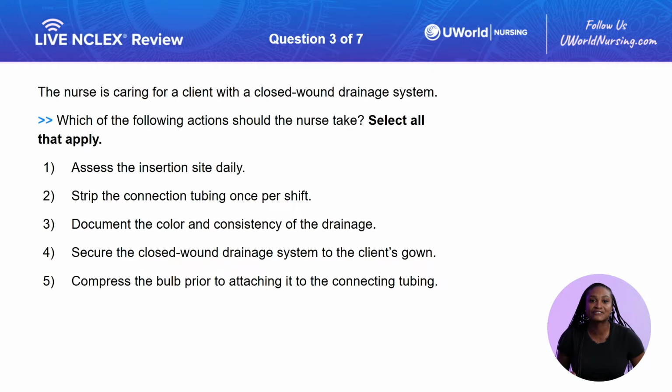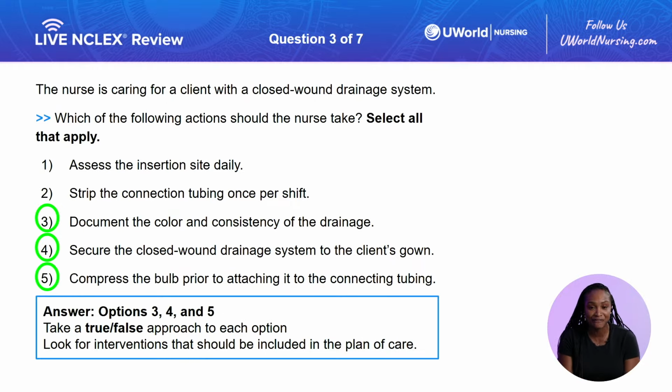Okay, the correct answer for this one is options 3, 4, and 5. So, closed wound drainage system, and we're looking for actions that the nurse should take. This is a positively worded question, meaning we're looking for correct interventions. Since a lot of these are actual interventions, I would want to act them out. So I would want to document the color and consistency of the drainage. This is me documenting what is happening. If you don't chart it, it didn't happen. So we need to document it.